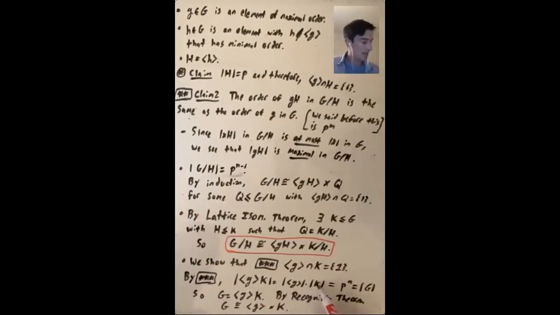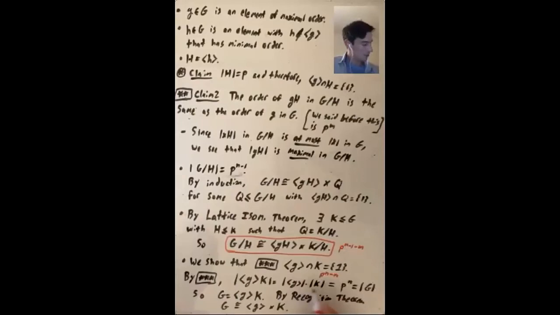What's the order of K? Well, to figure that out, let's look up here. The left-hand side has order p to the n minus 1. G mod H has order p to the m. So K mod H has order, okay, let's do some arithmetic. So it's p to the n minus 1 minus m, or p to the n minus m minus 1. So then what's the order of K? It's p to the n minus m.